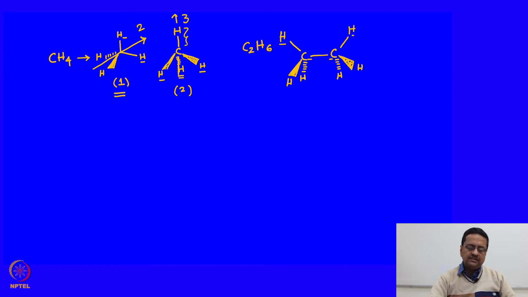So, this type of projection is called the Sawhorse projection that you have already learned. I have discussed the Sawhorse projection while talking about molecular conformations in the previous week. So, now this Sawhorse conformation can be converted to something called a Newman projection, and in that we look at the molecule through one of the bonds.